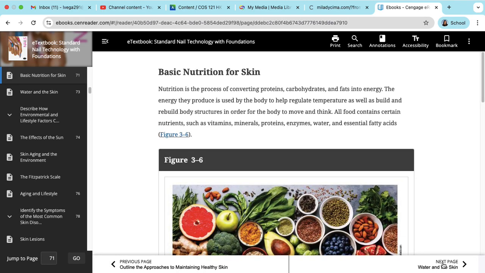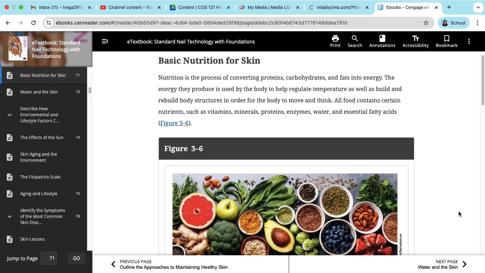So let's talk now about nutrition. Nutrition is a big thing for the skin. I don't know if you have heard before that you are what you eat. Most people just think about a size of clothing, but it refers more to your organs, what you cannot see. How are they working? Because you're not eating, or you are eating what you're supposed to, or what you're not supposed to. Nutrition is the process of converting proteins into energy.